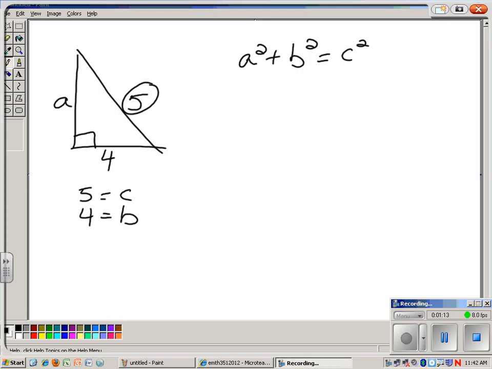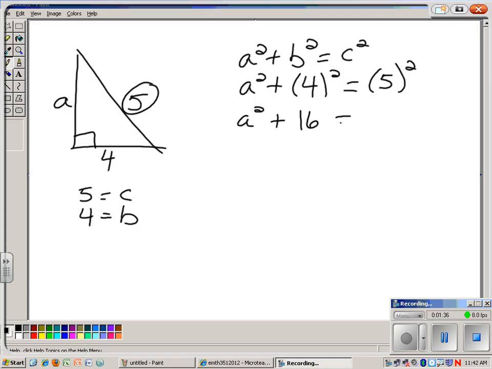So then if we were to substitute these into our equation, we'd get that a squared plus, what goes in for b? 4 squared is equal to, finally, our hypotenuse squared, which is 5 squared. So if we solve this through, we get a squared plus, what's 4 squared? 16 is equal to 25.